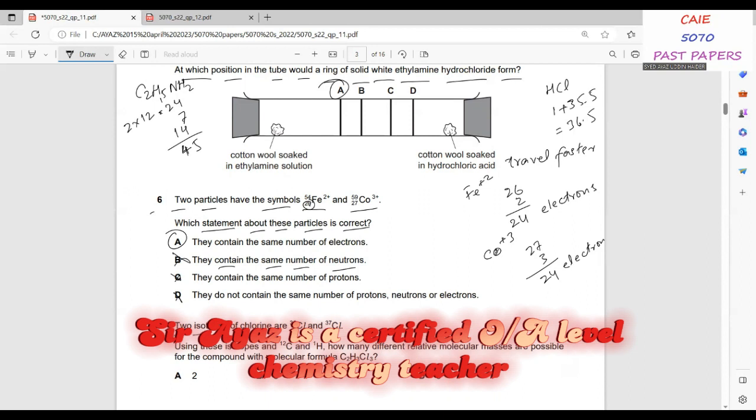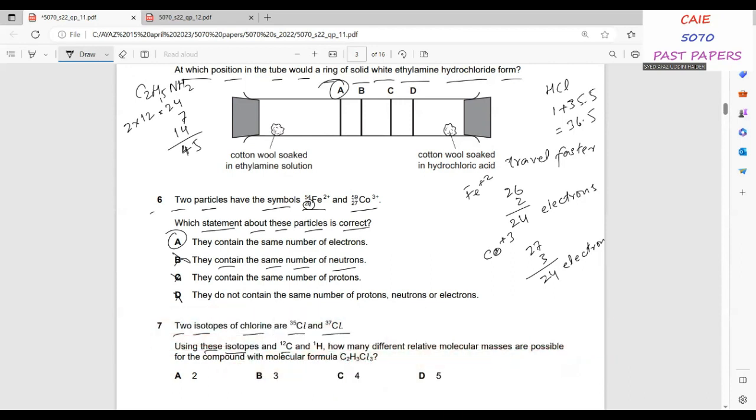7. Two isotopes of chlorine are Cl35 and Cl37. Using these isotopes and C12 and H1, how many different relative molecular masses are possible for the compound with molecular formula C2H3Cl3? So we have 3 Cl atoms attached with C2H3. So what are the possibilities? The possibilities will be these.